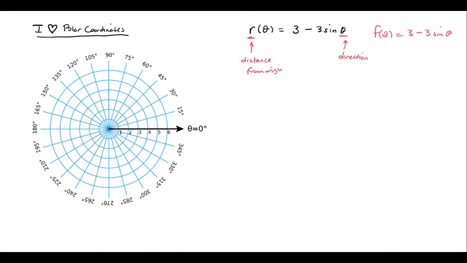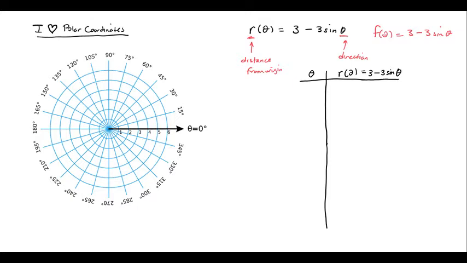Anyway, the approach we're going to take in graphing this is going to be similar to what we would do if we were just starting to learn to graph trigonometric functions in the Cartesian plane, which is we're going to build a table of values and see what we can figure out about this function's behavior. So let's build a table of values for theta and r of theta, which is 3 minus 3 sine of theta.